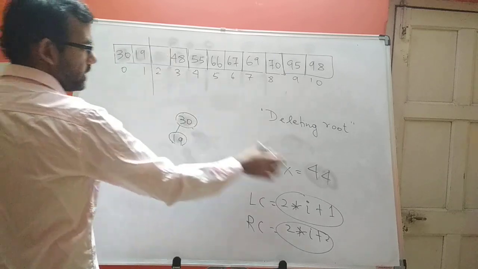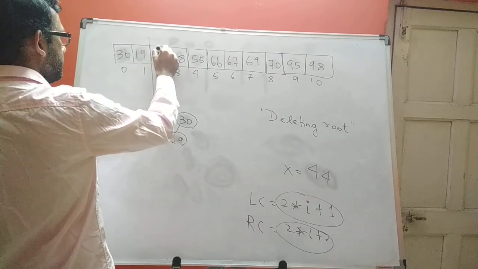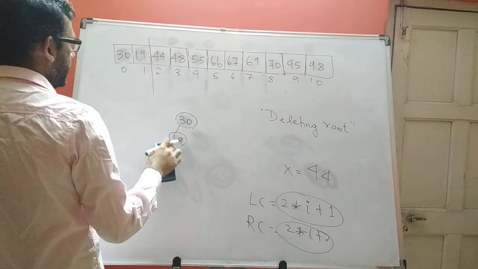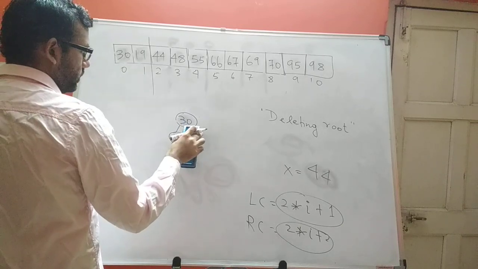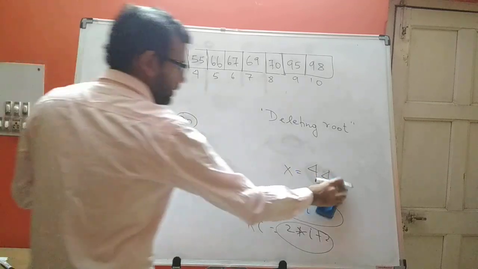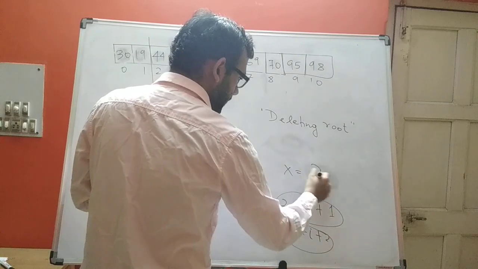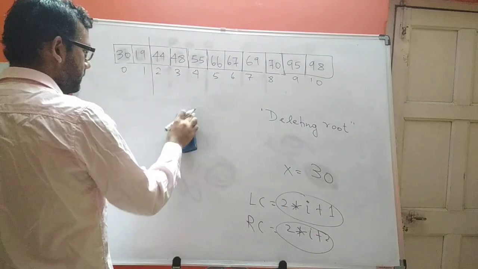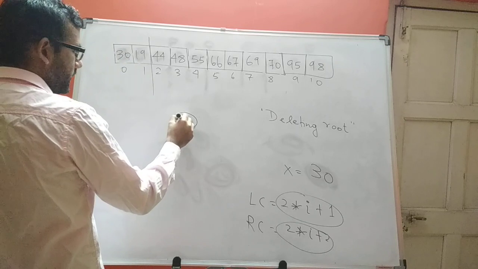Now there is an unused location. I can place 44 here. Now what can I do? I can check 30 and 19. So what do I want to delete? I want to delete 30. So here in place of x, I should write 30. So 30 should be replaced by the last node. The last node in the heap is 19.